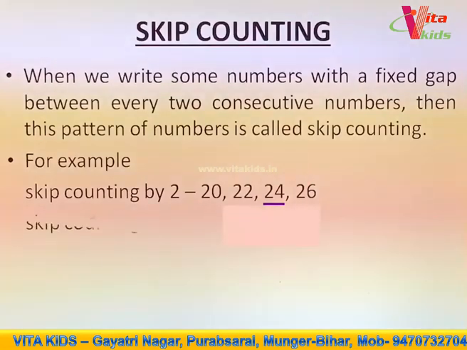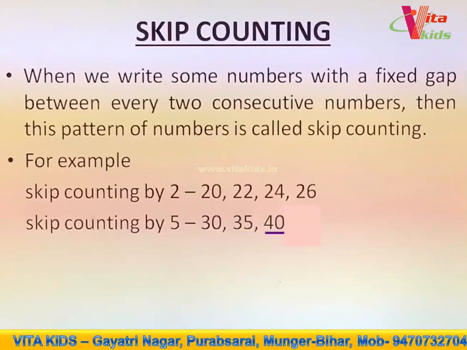Next comes skip counting by 5. Now whatever number is given, we will add 5 to it and find the next number, then the next number and so on. So here 30 is given to us. We will add 5 and get 35. Then we add 5 to 35 and get 40. Then we add 5 to 40 and get 45.